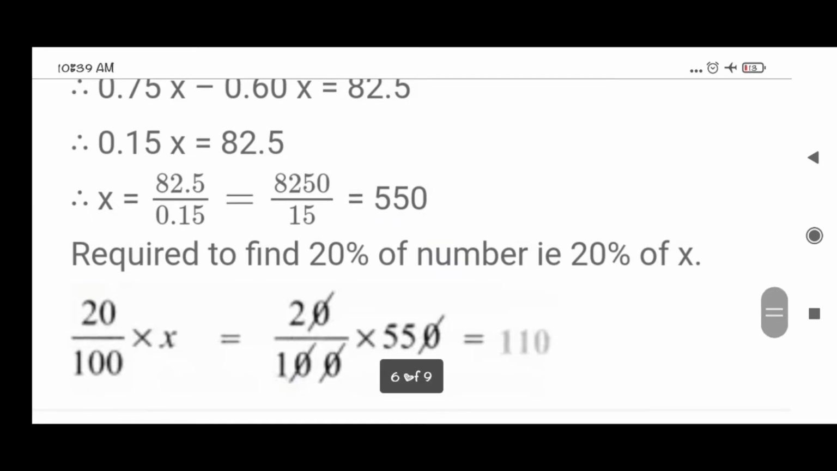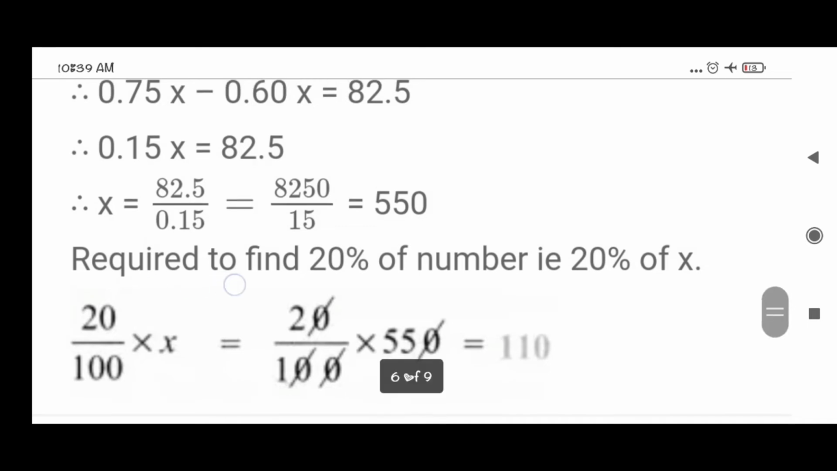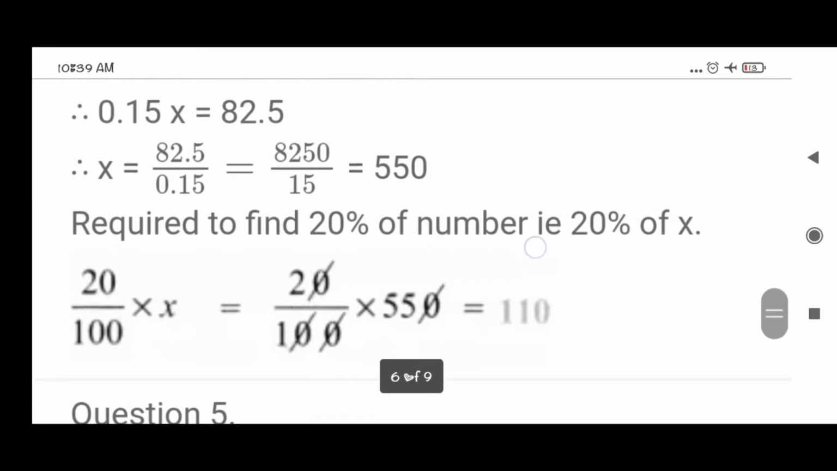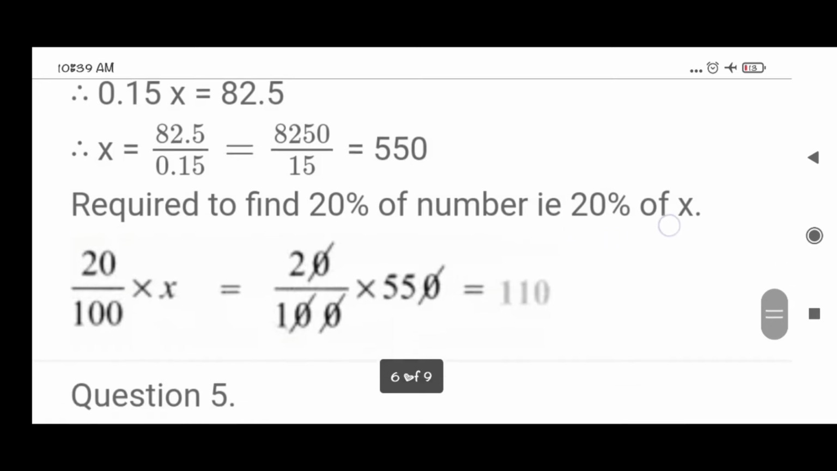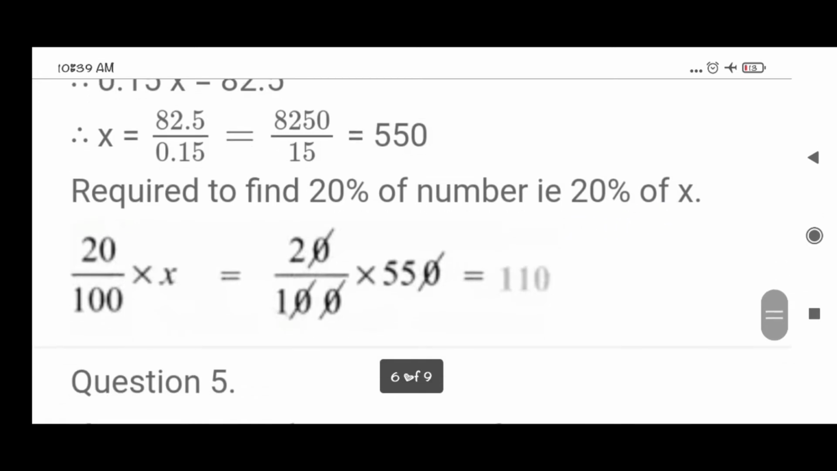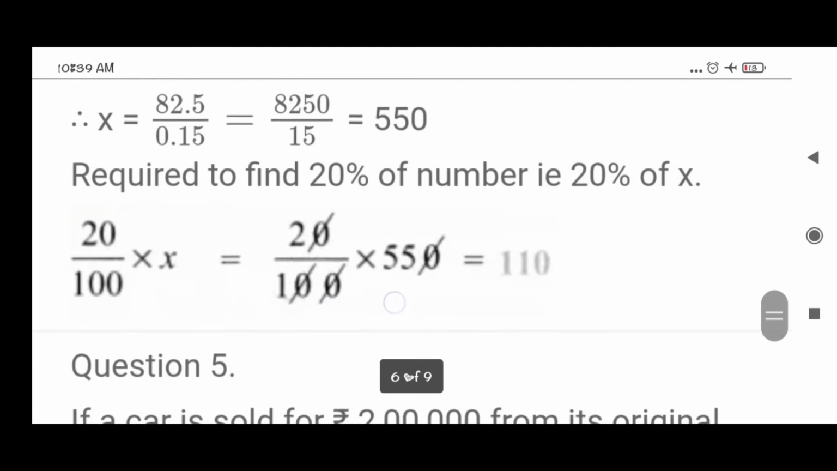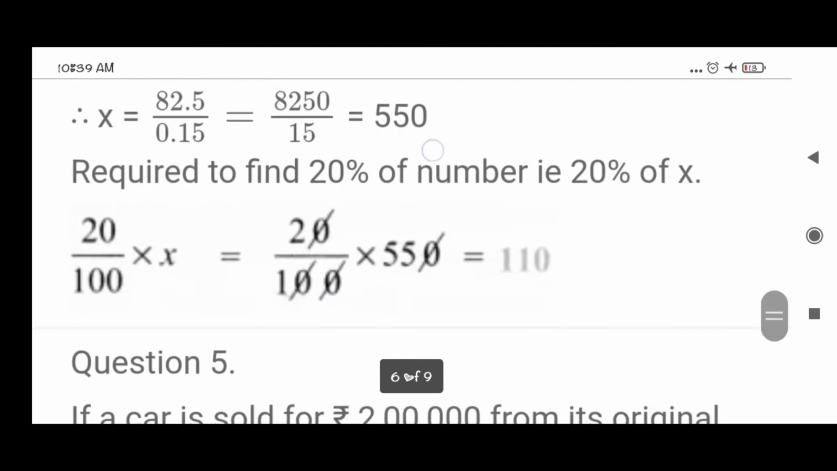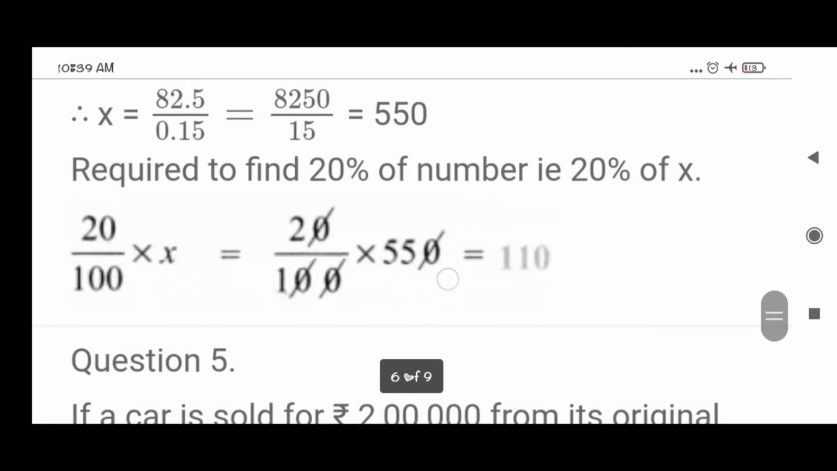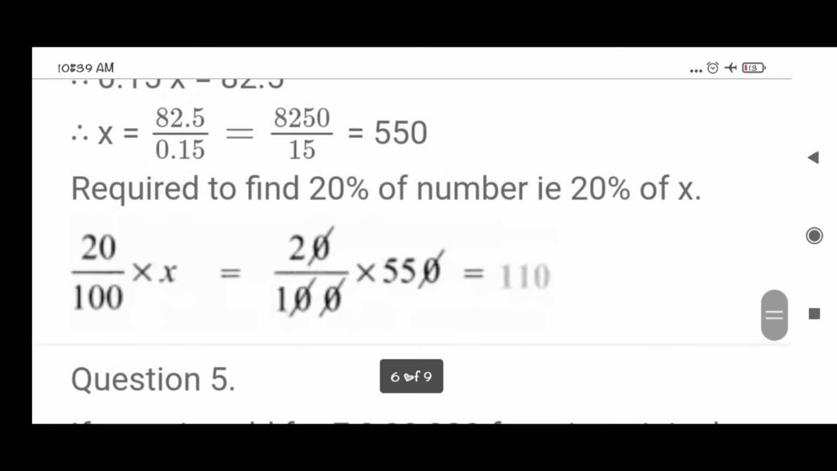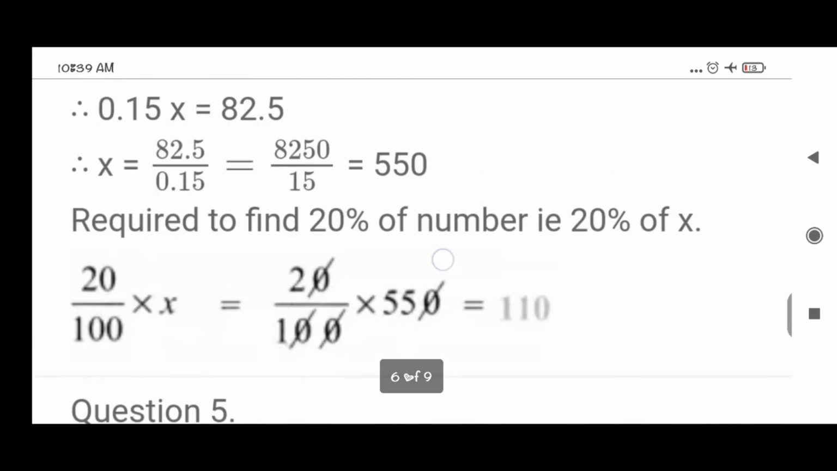This rough column and all, we have to do in your rough note. Okay, so while copying these sums, you have to do the rough columns, cancellation, everything. So required to find 20% of the number, that is 20% of x is equal to 20 divided by 100 into x, and the value of x is 550. So 20 by 100 into 550. When we cancel this, we will get 110. The 110 is the required answer. Understand?